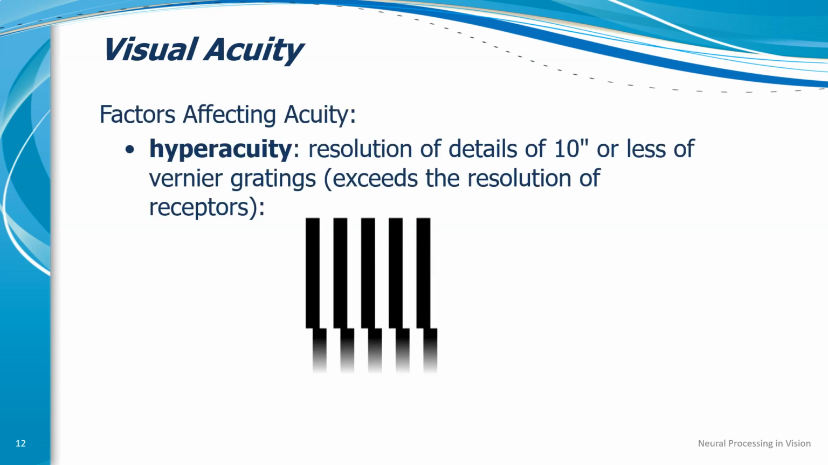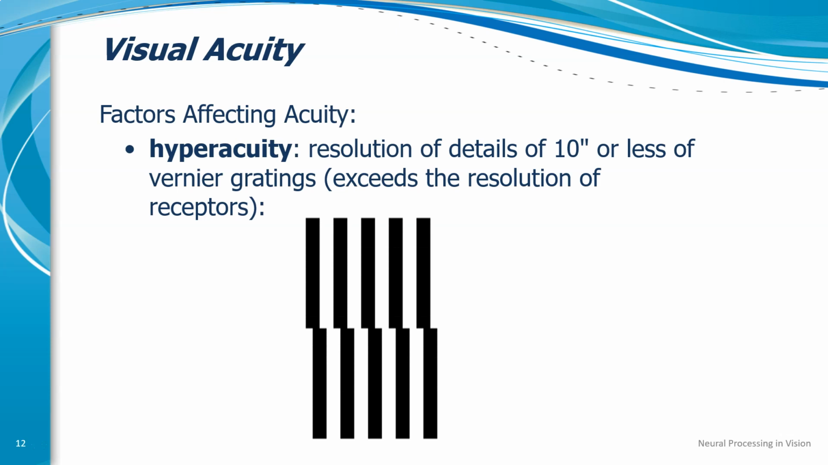Now, there are a number of factors that affect visual acuity. I'm going to start off with kind of a special case called hyperacuity. In the case of hyperacuity, people can see details that we really don't expect them to be able to see. So people can make out details of 10 seconds or less. Now, this is not just in general, but in particular, something called a vernier grating.